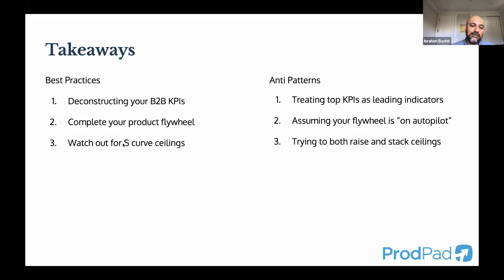But some of the anti-patterns that I've seen B2B products run into is, when you start treating those top-level KPIs as leading indicators, like, oh, this feature today is going to drive growth tomorrow, that's a loose correlation that you're driving. Or if you start thinking, I have the flywheel up and running, I'm set for life. No, they can deteriorate, competitors show up, your differentiators dissipate over time.